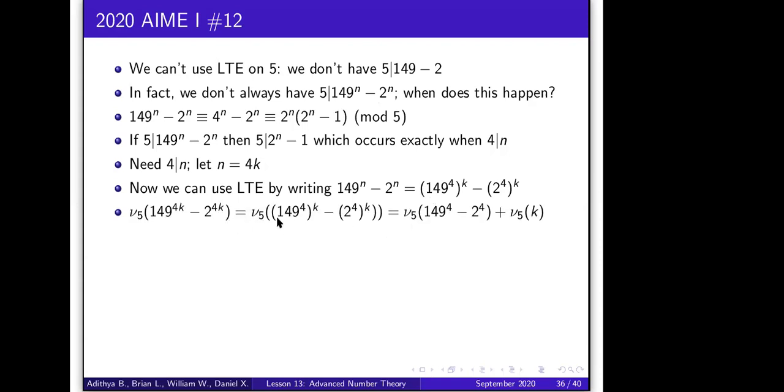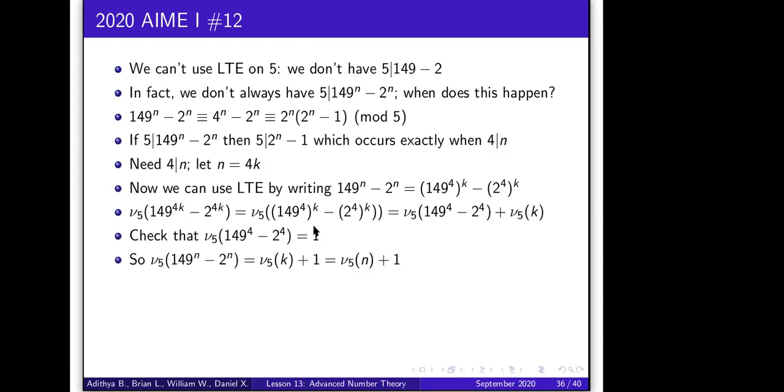So when we put this into LTE, using the exponent k, we have the hypothesis that 5 divides 149^4 minus 2^4 fulfilled. So we can use LTE. And if you do a little bit of work, say just factoring the difference of 4th powers a couple of times, you can check that the V5 of this thing is 1. So V5 of 149^n minus 2^n is going to be V5 of k plus 1. And V5 of k equals V5 of n because they just differ by a factor of 4.